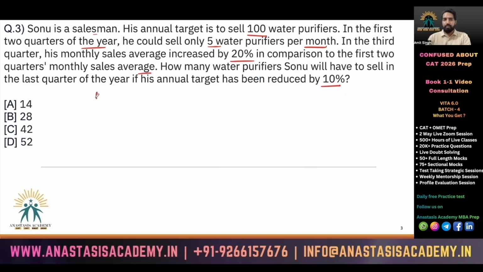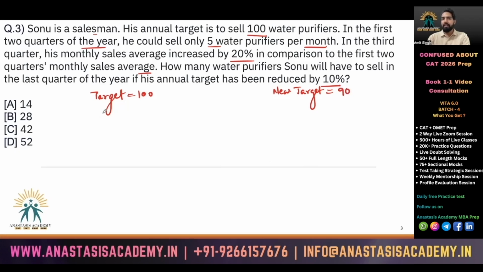Okay, so first of all, his target is 100 water purifiers, but finally it has been reduced by 10%. So I can write the new target as 10% of 100 is 10. So 100 minus 10 would be 90 purifiers.